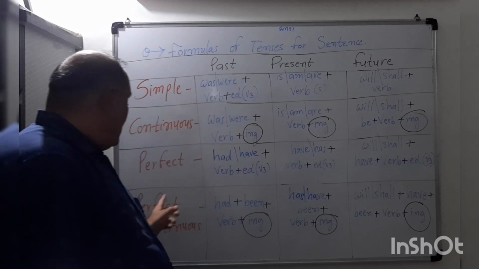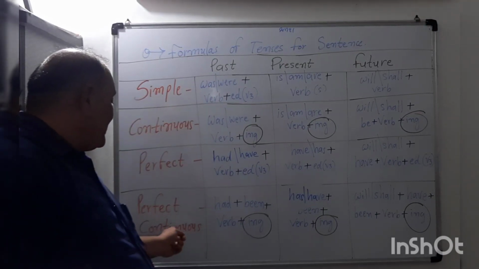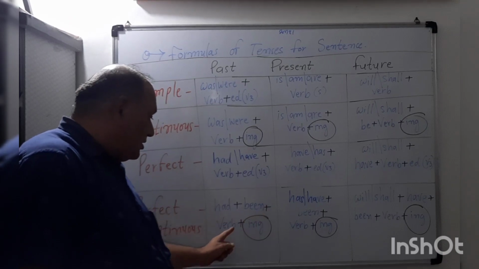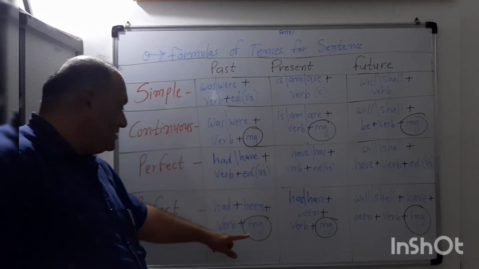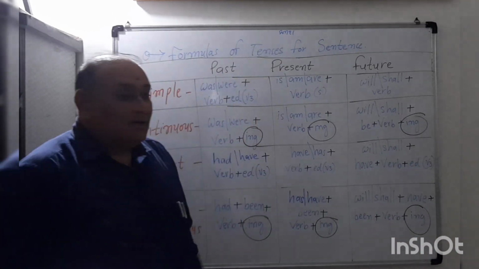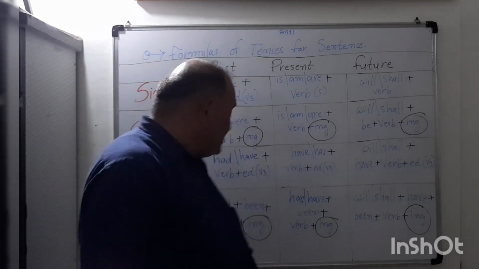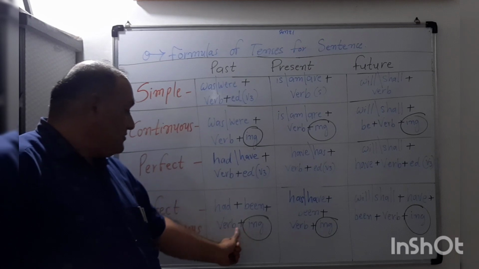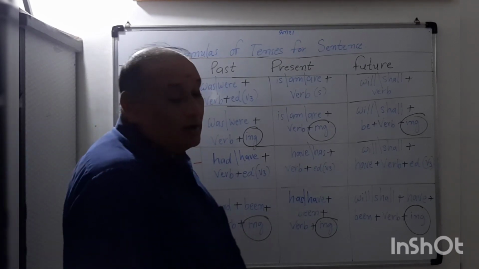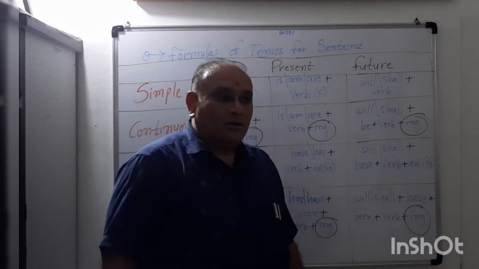And the last one, past perfect continuous: had plus been plus verb plus ing, because the name is continuous. We know the duration, or the motion has a duration, then we put ing with the verb. Okay, I think you have learned well with this.